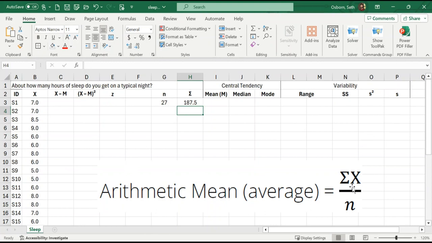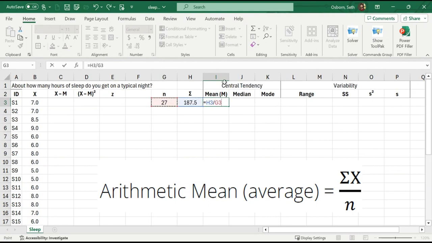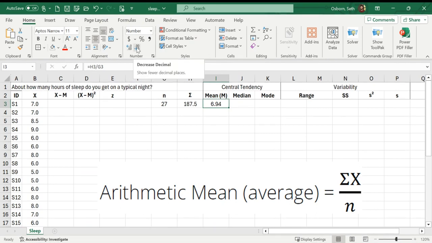So the mean is calculated by dividing the sum of X by the number of scores. So the mean is equal to the sum slash, for division, 27. And I get 6.94. If you want to control the number of decimals, you can do that here in this numbers tab.